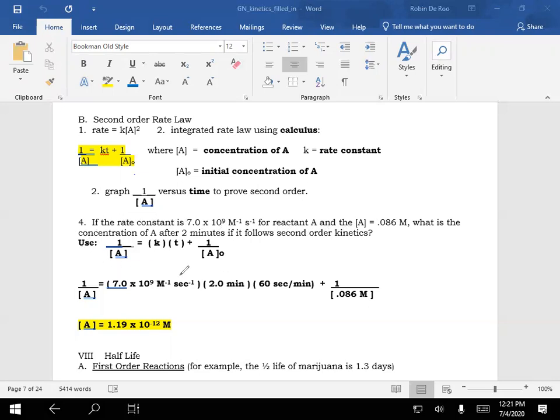So now we're going to plug in the values. So 1 over A, which is what we're solving for. There's our k. There's our time. We're going to convert it because of our rate constant. And then 1 over our initial. And then we do the math, and we get 1.19 times 10 to the minus 12 molarity. Okay, so that's all we're going to do for the moment.